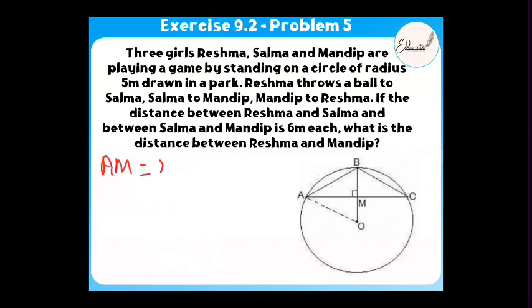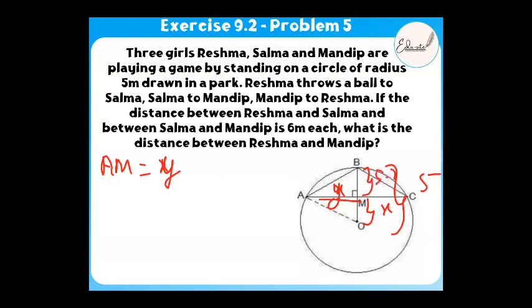AM is equal to x. Let's write AM is equal to x. Sorry, let's consider AM is equal to y. Let this be x, and we know this is the 5 centimeter, and let's just consider this as 5 minus x. So whatever is not given, let's write it in this way.